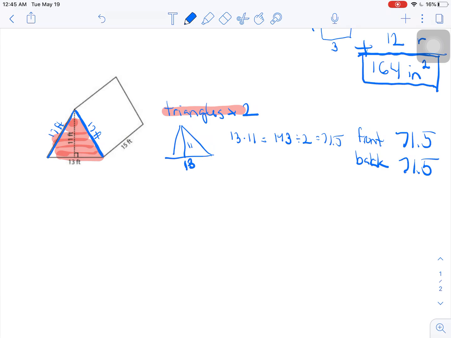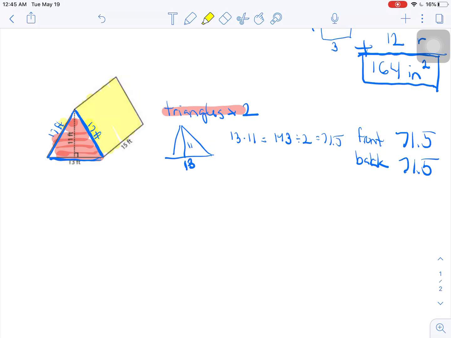Now we have to deal with the rest. A triangle is always going to have 3 sides, and each of those 3 sides is going to have a rectangle coming off of it. So we've got these 3 rectangles that are kind of connecting the triangles on either end. We have to find the area of each of those rectangles. So in this case, we've got this rectangular side.